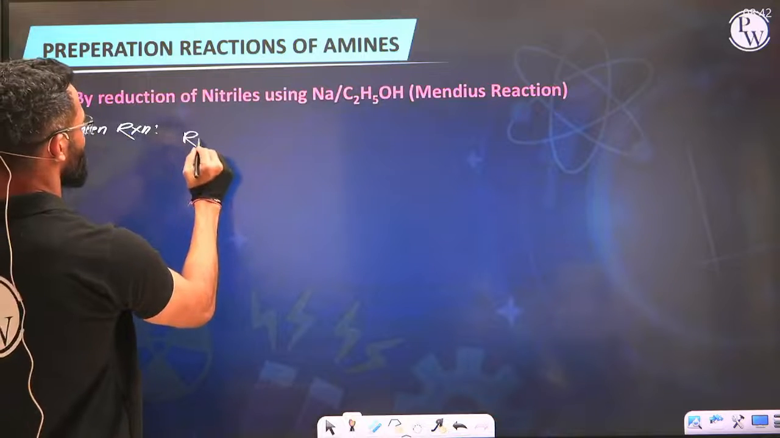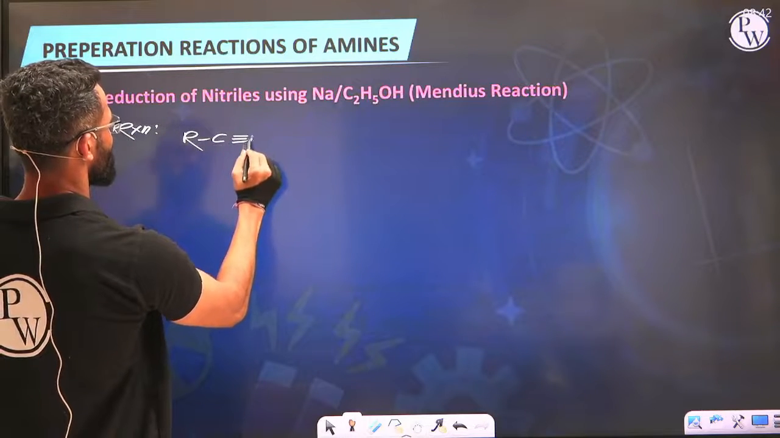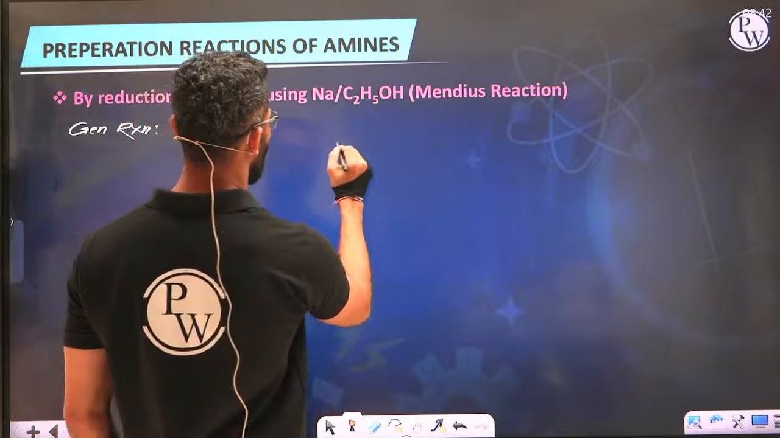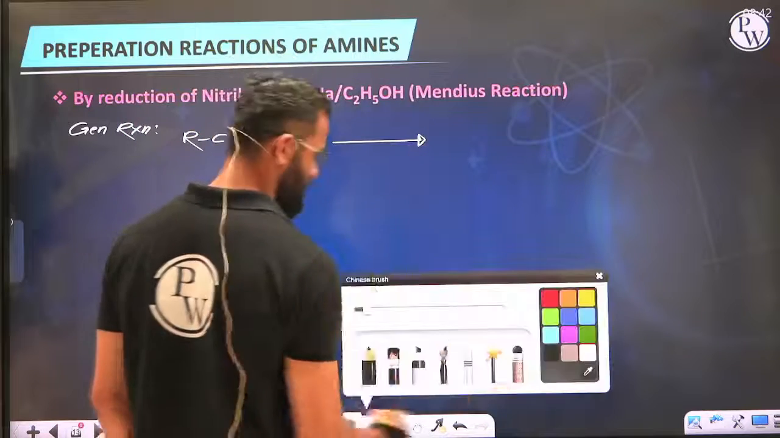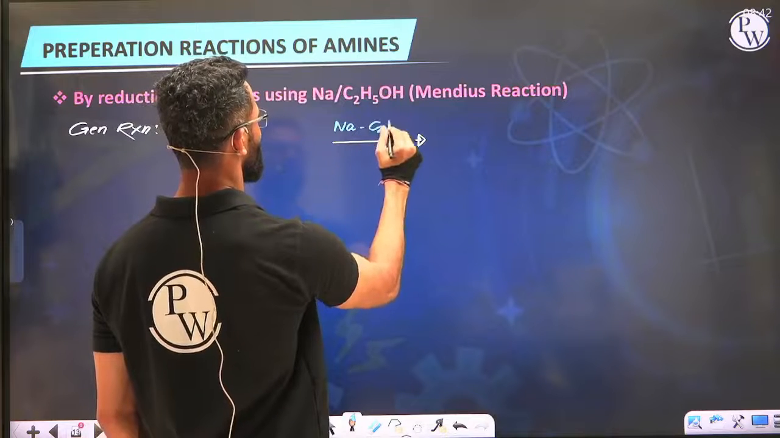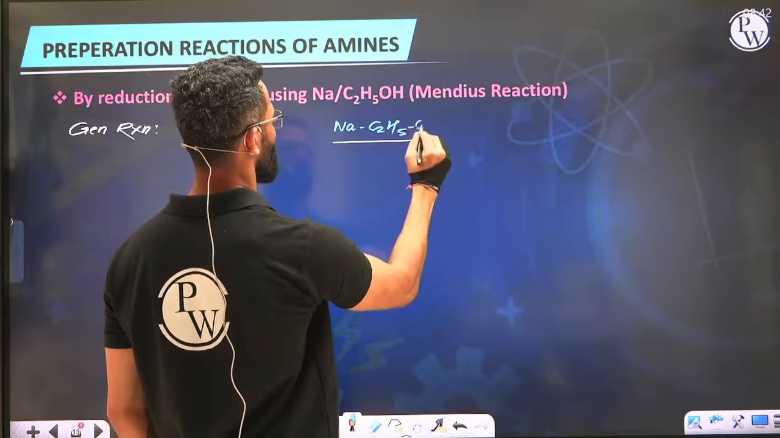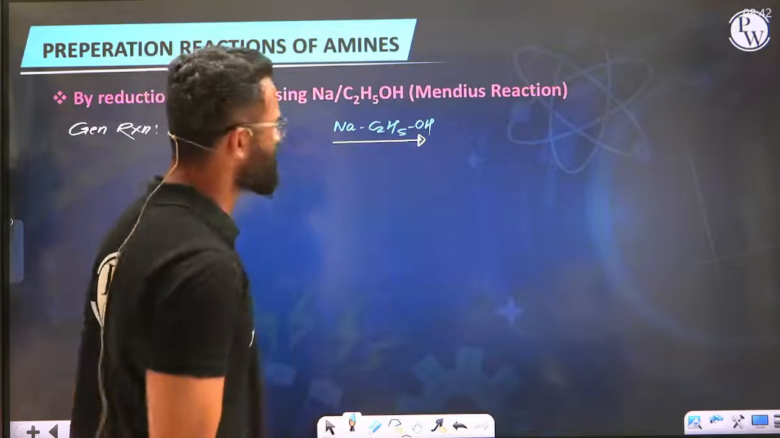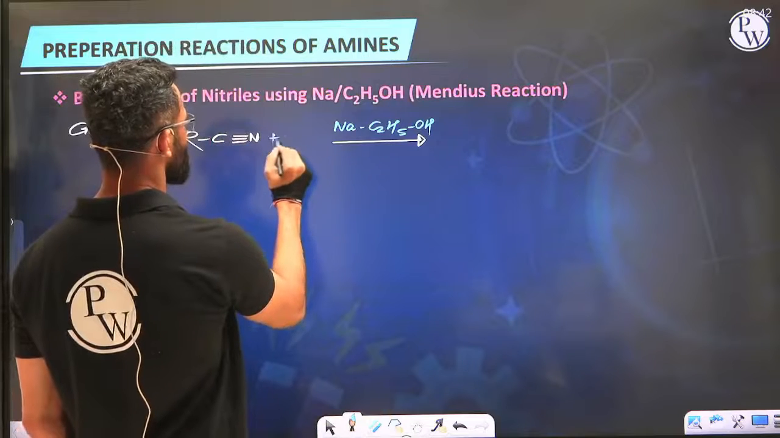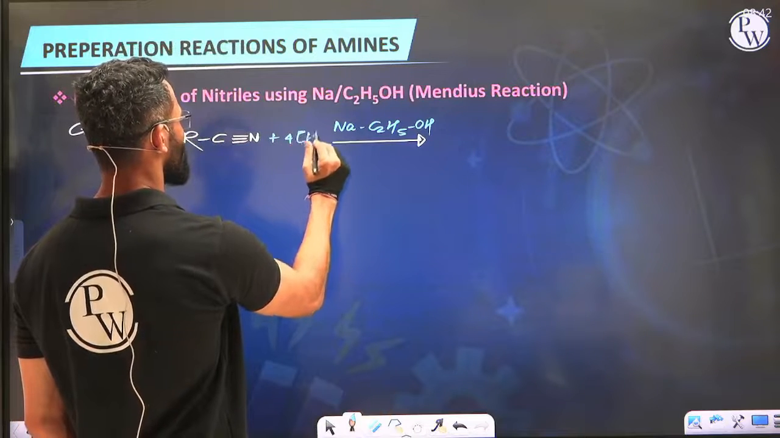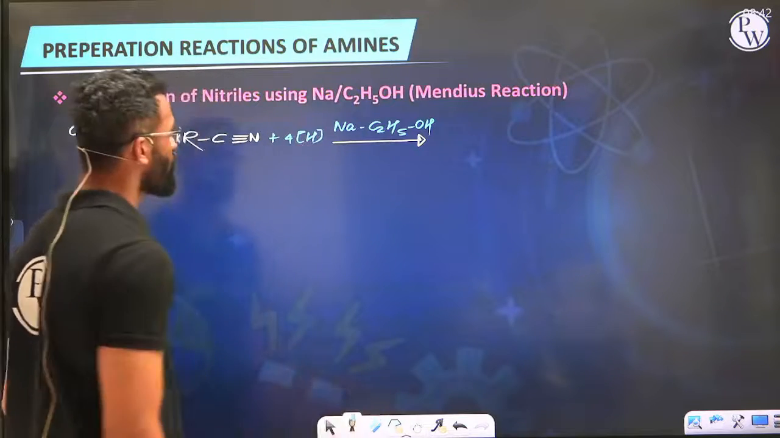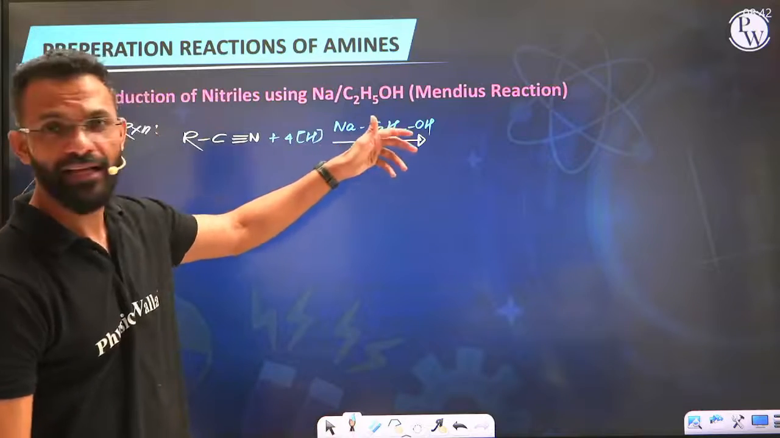Let's say we have got R C triple bond N, which we allow to react with sodium metal in ethanol. Well, for us, we'll just remember this as a piece of information that sodium in ethanol is another reducing agent. To reduce it completely, as we saw, we need a total of 4 hydrogen. So I'm writing the nitrile upon reaction with 4 nascent hydrogen obtained from sodium metal and ethanol.